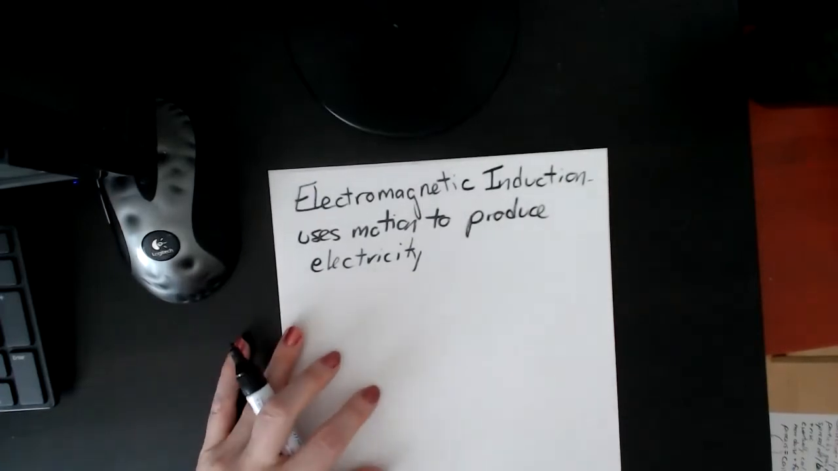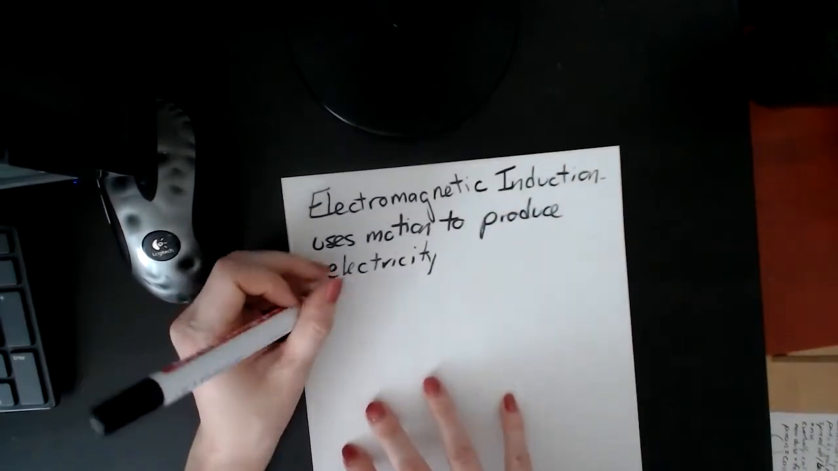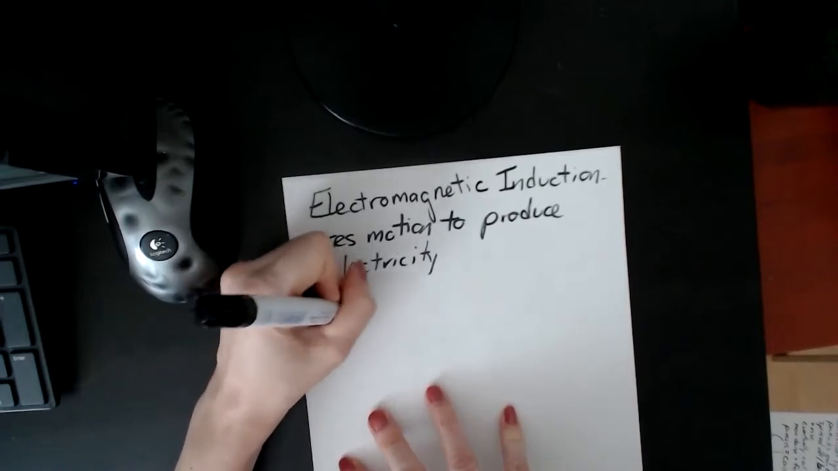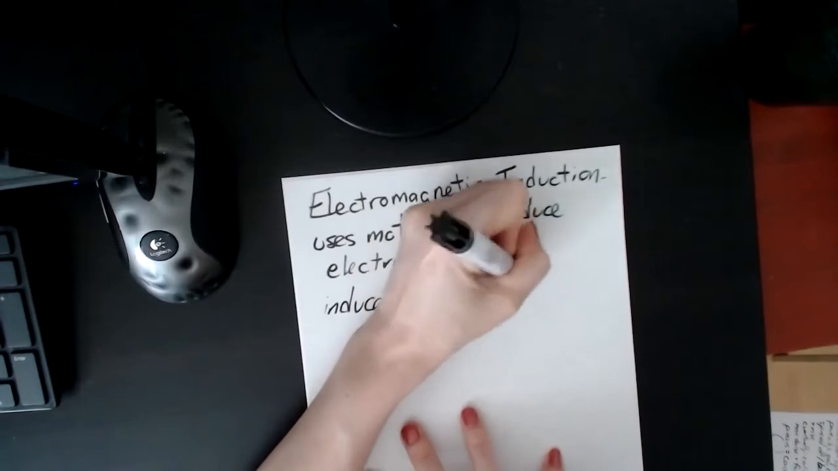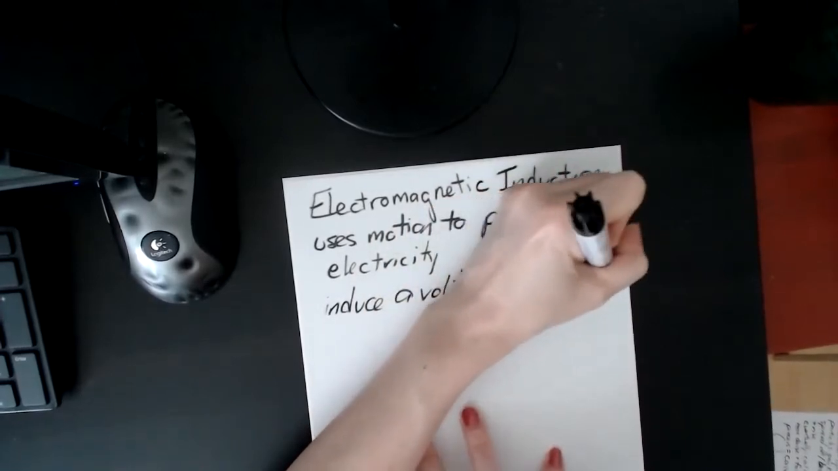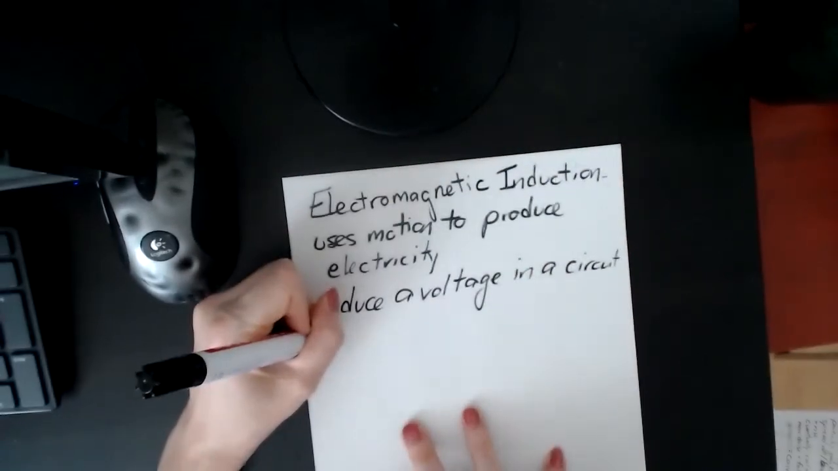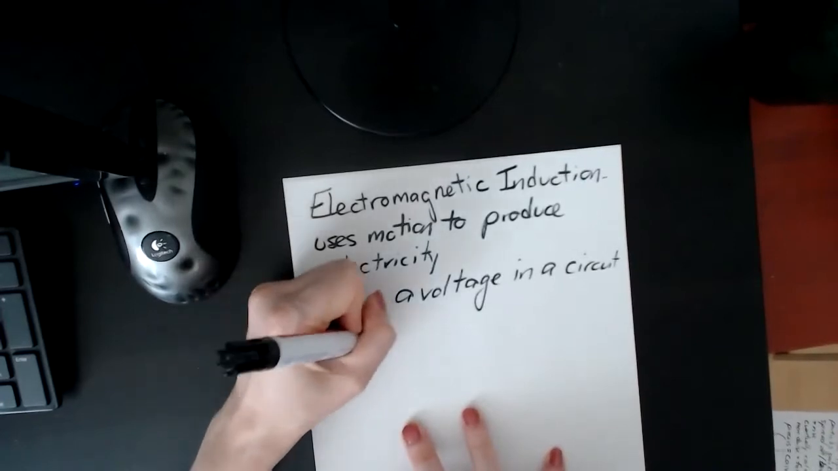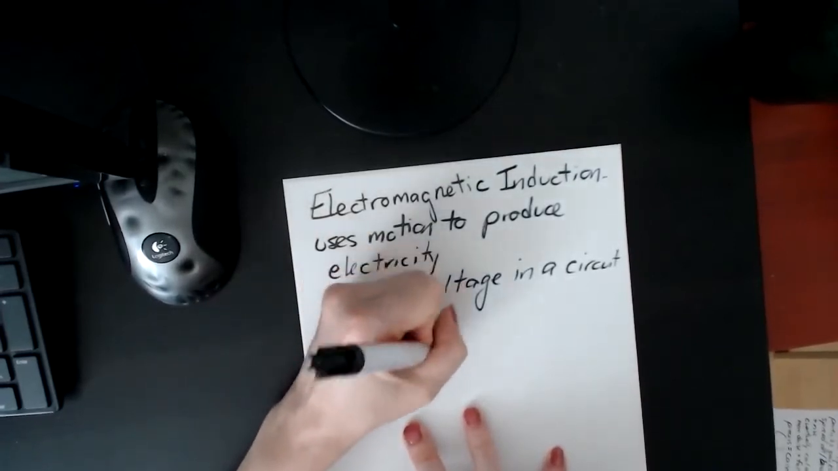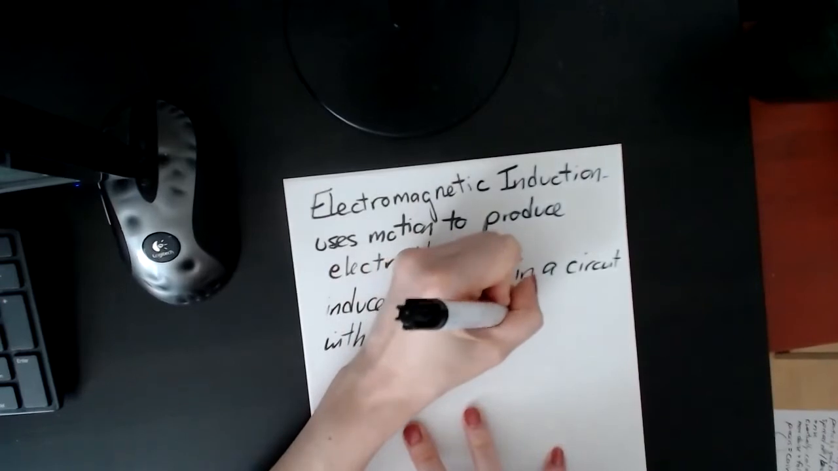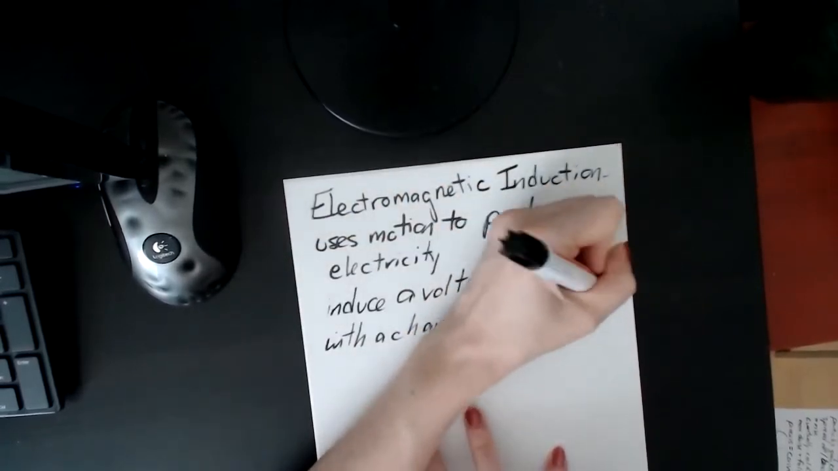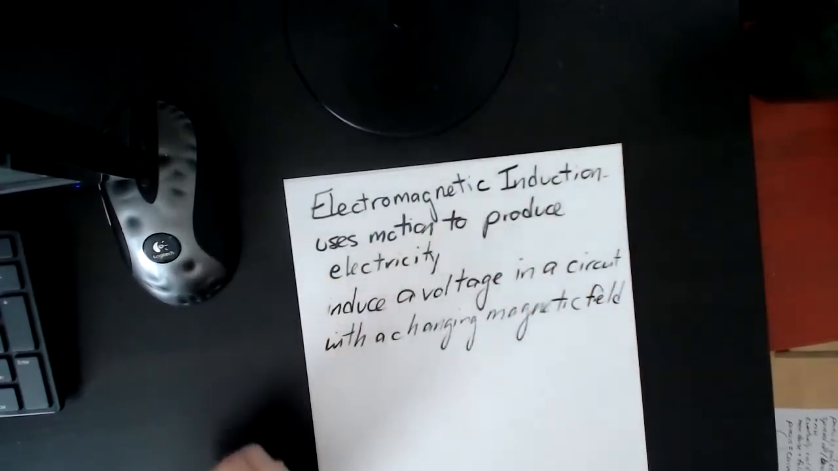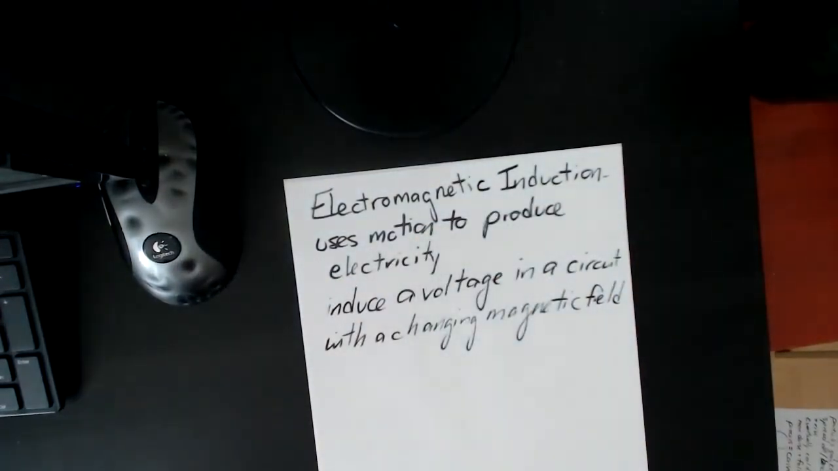But the idea is that you can induce a voltage in a circuit with a changing magnetic field. And it's the same idea as the motor effect, but we just talk about it as something separate. And so the most common way to do this is in generators.